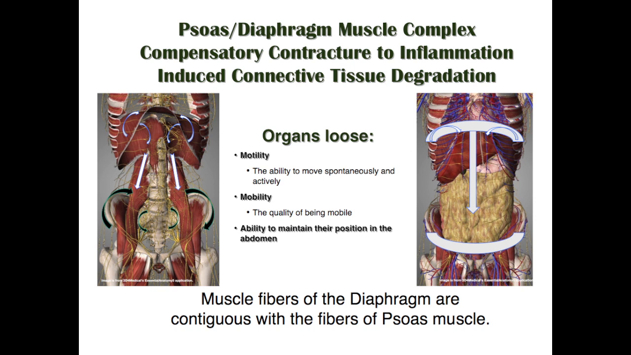ligaments and altered proprioception. This compensatory contraction causes a Category 2 visceral distortion where organs lose their motility, which is their ability to move spontaneously and actively as needed, impairing their ability to be mobile and to maintain their position in the abdomen. This constriction of the organs impairs glands from expanding as NEI supersystem components are produced.